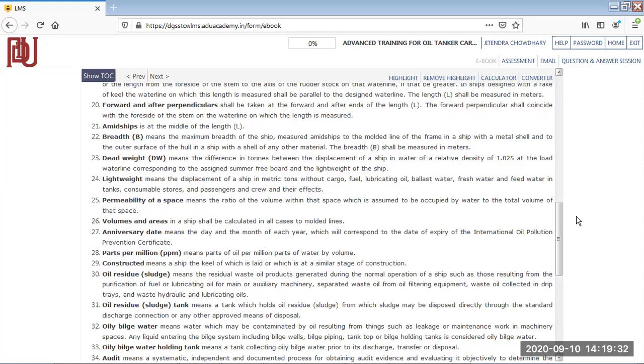And whatever this difference comes to, the weight of cargo, crew and all, is your deadweight. Then permeability of a space means the ratio of the volume within that space which is assumed to be occupied by water to the volume of the total space. So how much water can be absorbed or occupied by any space, when leaking or something? That is the permeability of the space.